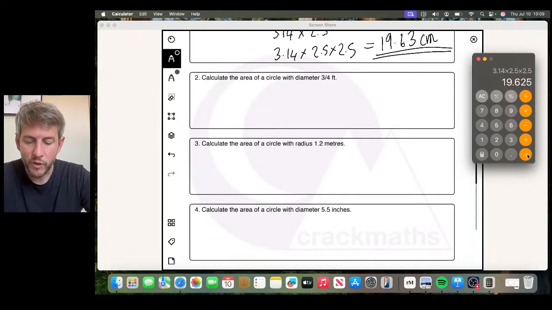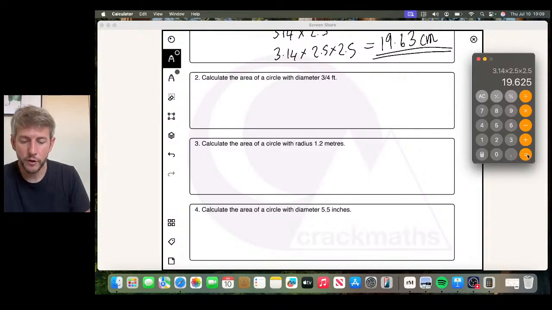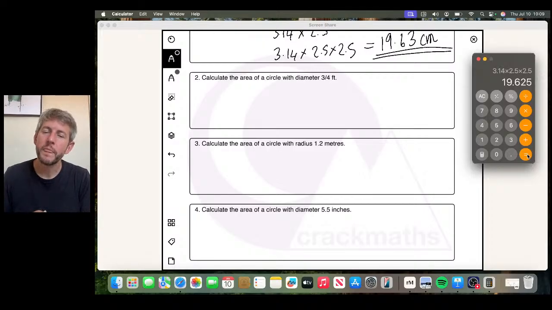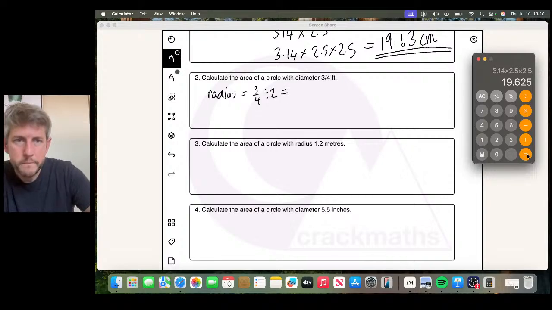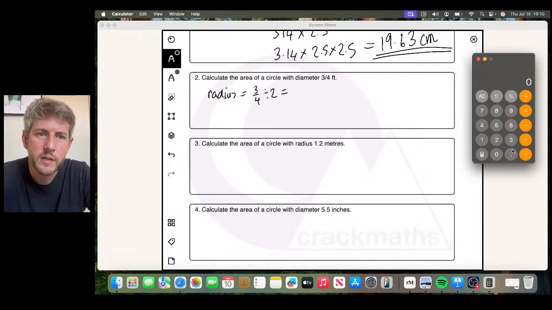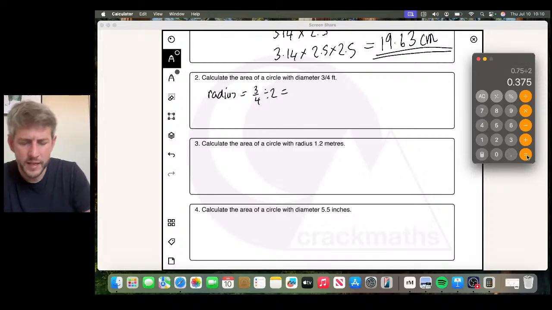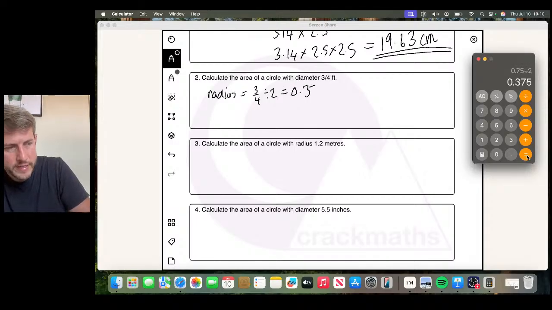Right, calculate the area of a circle with a diameter of 3 over 4 foot. Okay, this is mean, but we've learned about fractions and stuff. That's fine. So if we've got the diameter, we need to get to the radius. So the radius equals 3 over 4 divided by 2. Okay, so let's just do that on the calculator first. So we've got 3 divided by 4 equals this. Divide that by 2, equals 0.375.